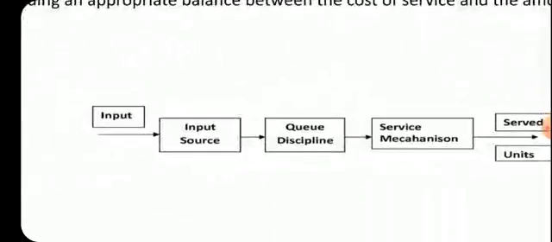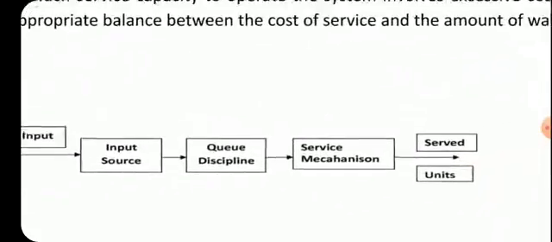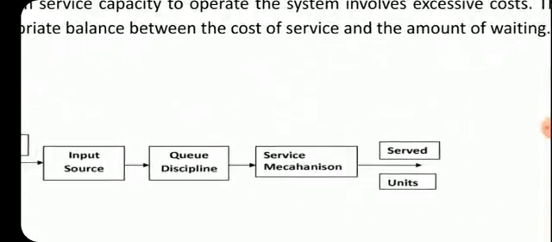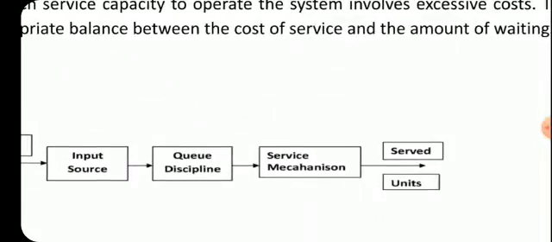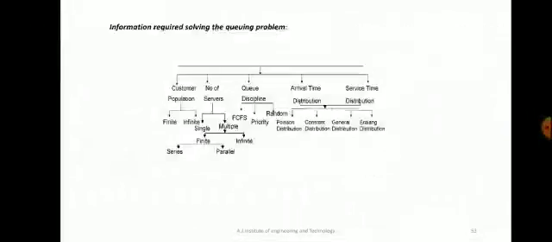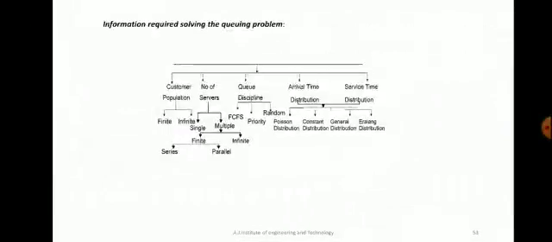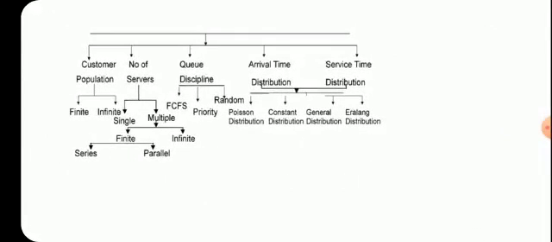Let us see the input: input source, queuing discipline, service mechanism and server. This is the queuing model. Now let us see what queuing models there are. Customer population, it may be finite or infinite. Number of servers, it may be single or multiple servers. Again in the multiple, finite or infinite. In the finite, series and parallel.